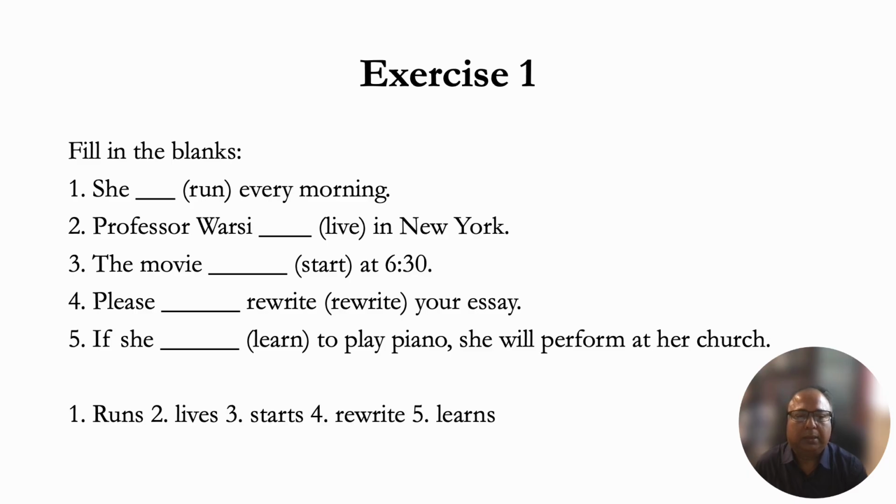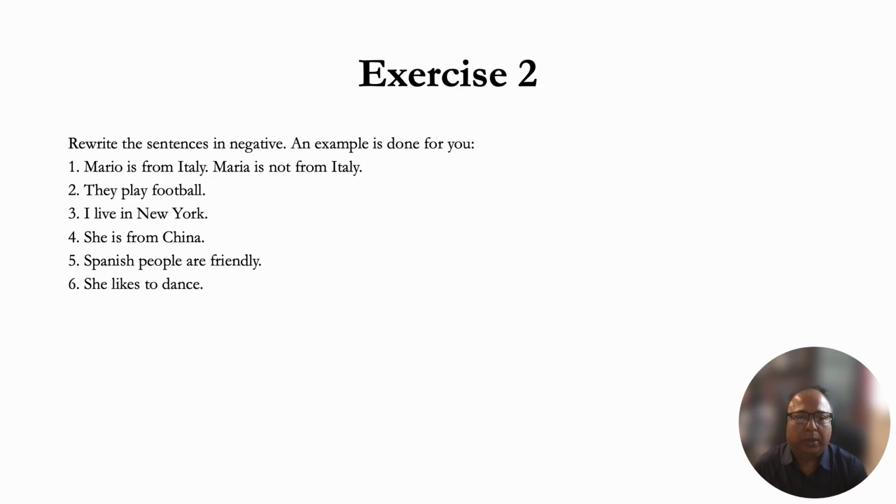Okay. So number 1 is runs. Number 2 is lives. Number 3 is starts. Number 4 is rewrite. And number 5 is learns. All right? One more exercise.